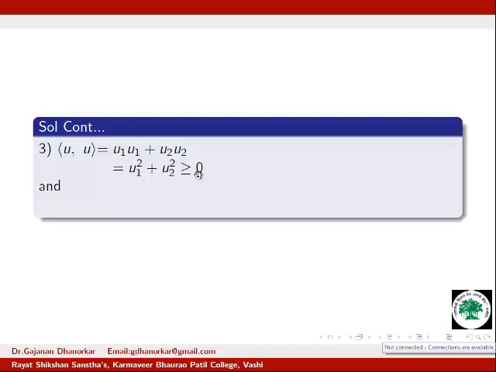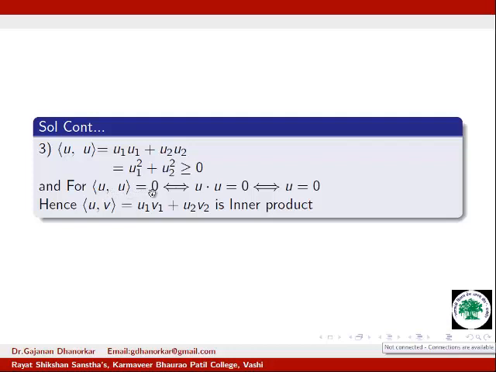Now the second condition. What is the second condition? If the inner product is 0, then we have to show that u is equal to 0. Suppose this inner product is 0, meaning u dot u equal to 0. Then u1 square plus u2 square equals 0. That means both terms must be 0, u1 equals 0 and u2 equals 0, and from that we get u equal to 0.